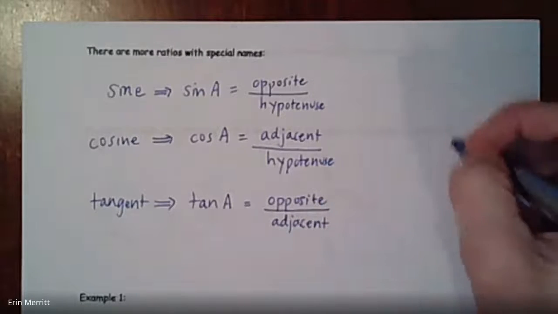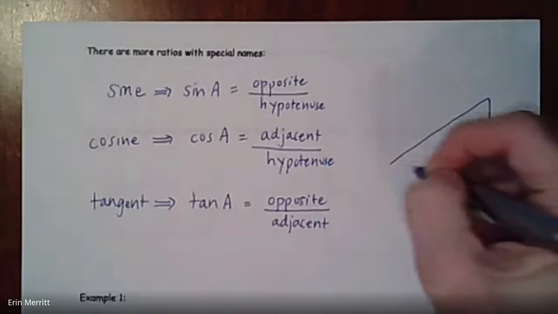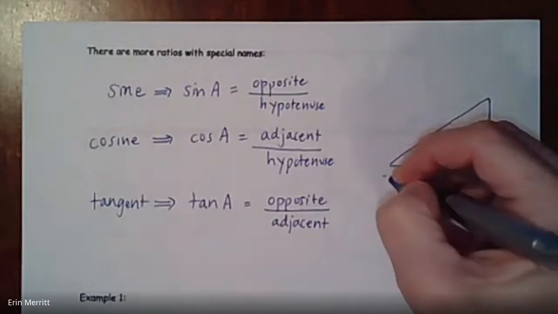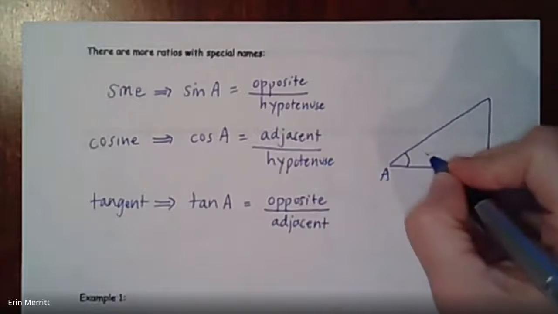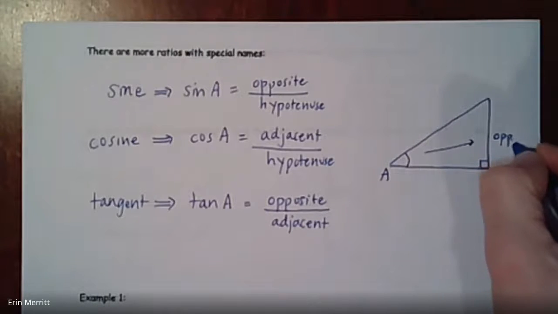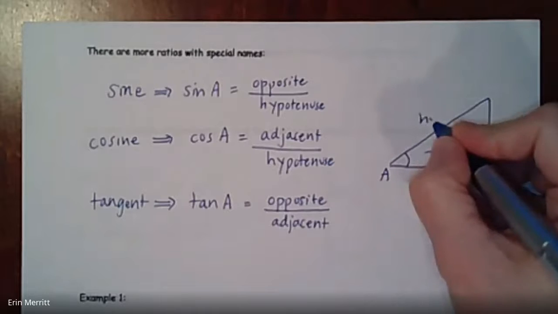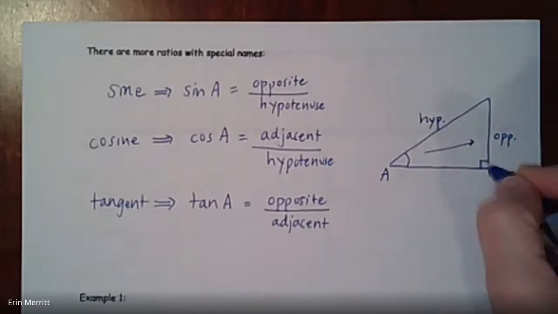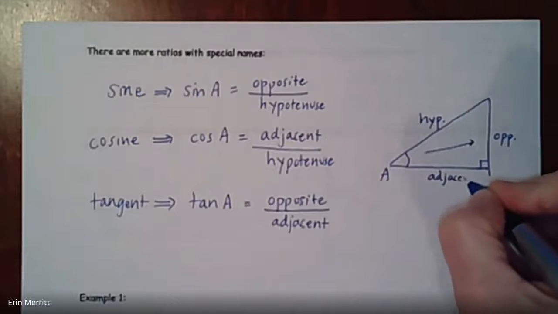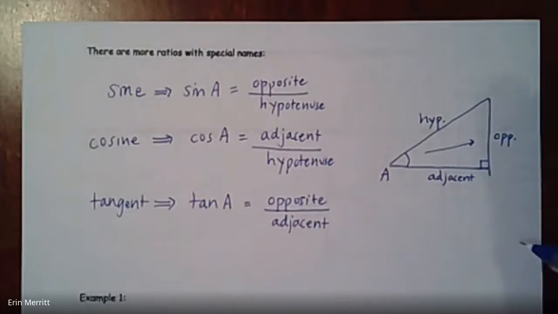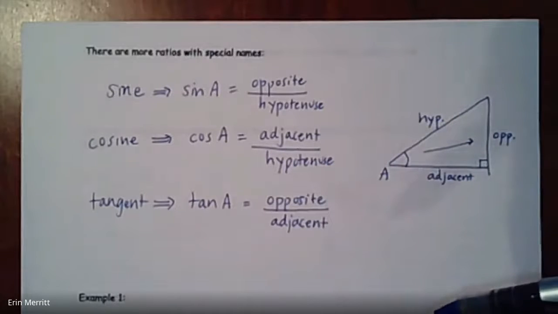When I keep saying "of A," let's draw ourselves a little triangle over here. A has to be an acute angle in my right triangle. This would be the side opposite. The hypotenuse is pretty obvious: that's across from the 90. And the side next to it is what I'm referring to as the adjacent side right here. So it's those 3 side lengths that you're using in these ratios.